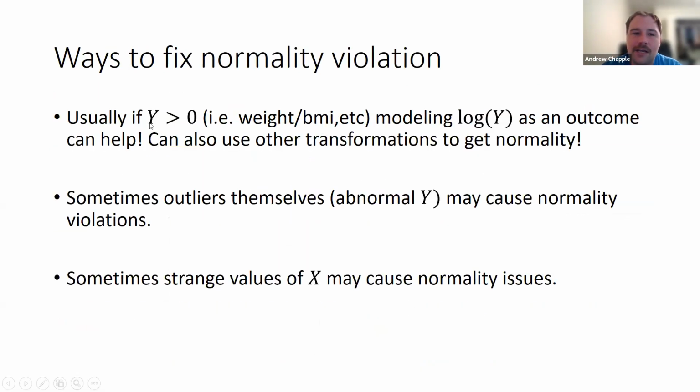Ways to fix normality. Usually if y is strictly positive, sometimes modeling log y can help, or you can do some other transformation. Sometimes outliers themselves, abnormal Y values, may cause violations, and sometimes strange values of X may cause violations.